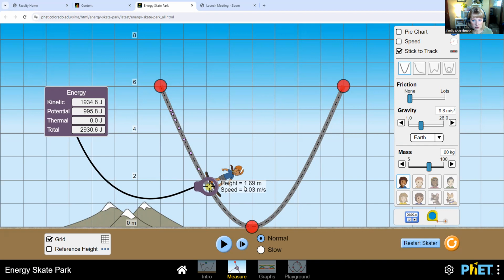her height is 1.69. So just take this thing and put it right here. Her height is 1.69 meters above the ground, and she's now moving at a speed of 8.03 meters per second. At this point in space, she has a combination of gravitational potential energy and kinetic energy. There's still a little bit of gravitational potential energy because she's still a little bit above the ground, but she's also moving, so she has kinetic energy. So let's record these, 1.69, 8.03.